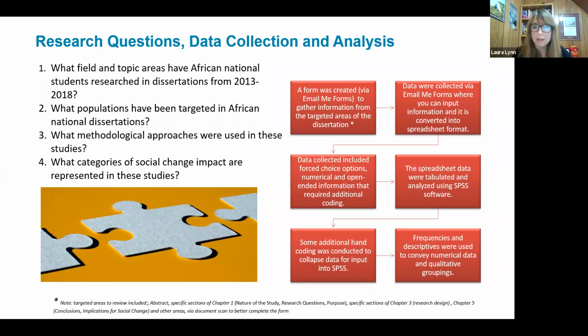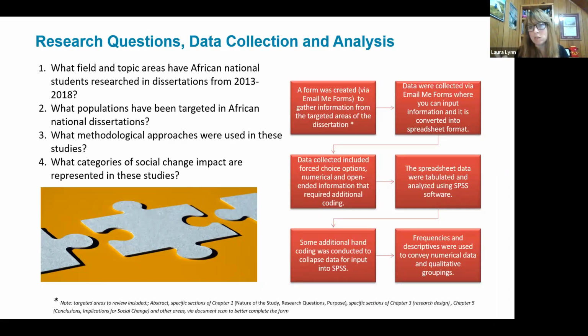Right, yes, and while thinking broadly, this is what we want to look at, then we had to figure out, well, how are we going to do this? So what we did is we used a tool you may be familiar with to conduct a metasynthesis study, called Email Me Forms. Some of you may be familiar with it in different ways of data collection and creating databases, but it's basically a fill-in form. So what we both agreed would be a good idea is to create this form that each of us could look at specific aspects of the dissertation and fill things in.